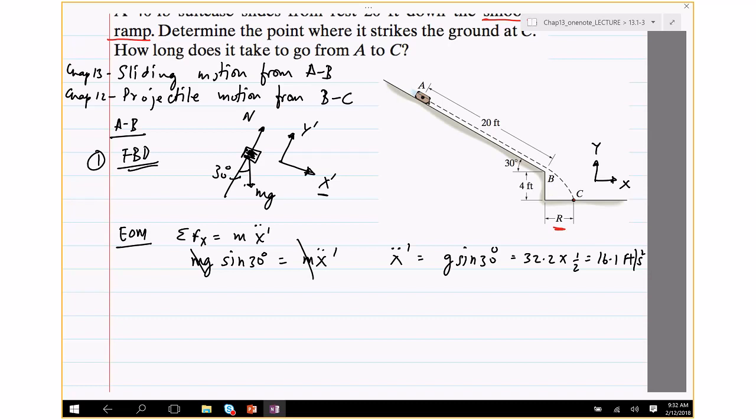Okay, so given the acceleration, now what I need to do is find the time from A to B. That's part one. The other thing I want to do is find the velocity at B, because if I can find the velocity at B, then I can find this range. So I'm going to try to find the velocity at B.